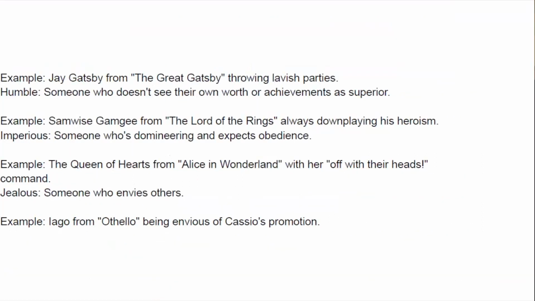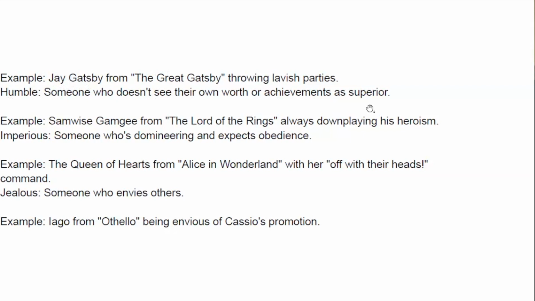These are some really good examples of indirect characterizations from those. So in high school, you're probably going to read the book The Great Gatsby. It's not a very fun book because it's very old. It's old English, right? Old English is the hardest English by far. So an example here is the word humble. You guys don't really know who Jay is, but Jay is one of the main characters of Gatsby. Someone who doesn't see their own worth or achievements as superior, right?